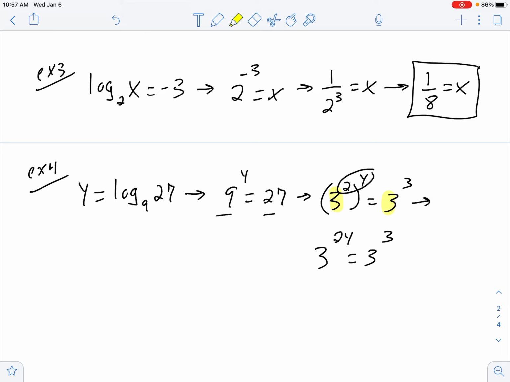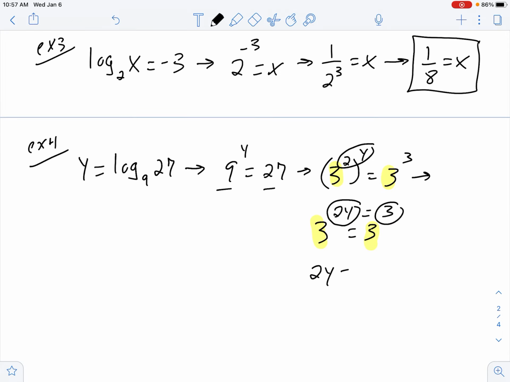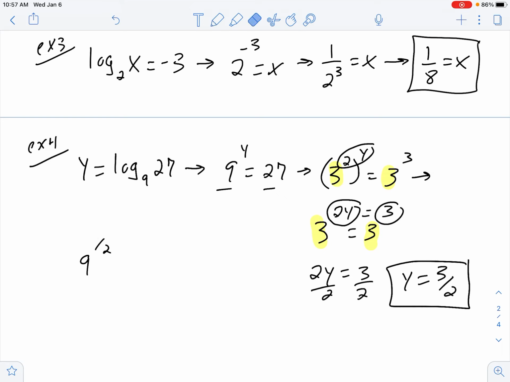Since I have the same base here, and they're being raised to an exponent, that means that this exponent must be equal to this exponent in order for that to be true. So I can just set up that little equation there and say 2y is equal to 3, divide by 2, and I get y is equal to 3/2. Which of course you can check. If you say 9 raised to the 3/2, that is going to equal 27, which it does.